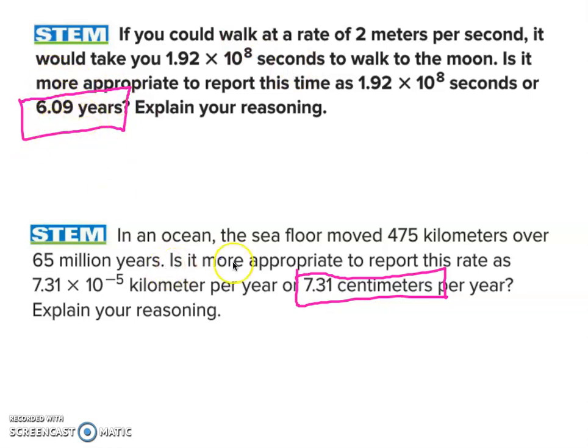Okay, this is where distinguishing between the two different types matters. Here in the ocean, the seafloor moved 475 kilometers over 65 million years. Is it appropriate to report this rate as 7.31 times 10 to the negative 5 kilometers per year, or 7.31 centimeters per year? I would again go here because it just makes more sense. This number is not as big.